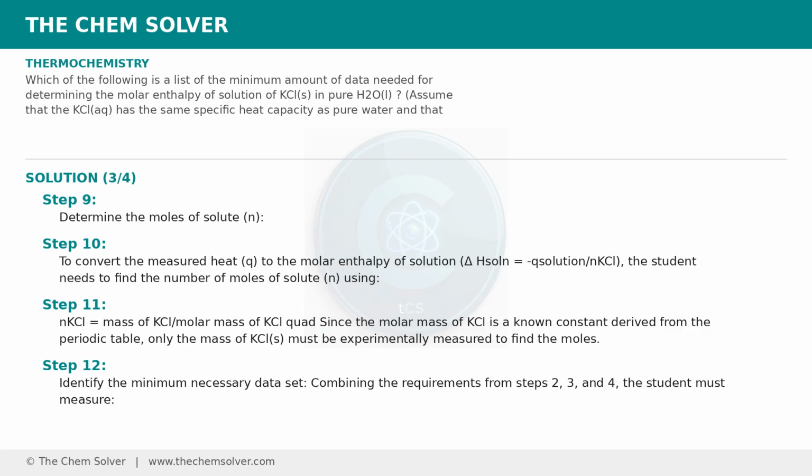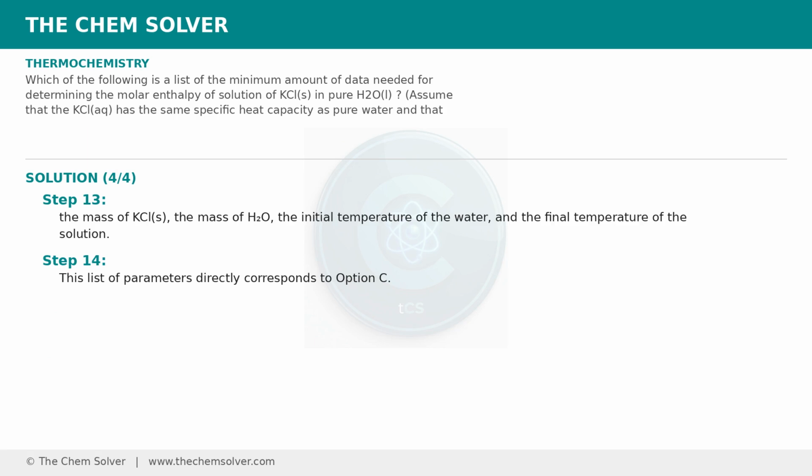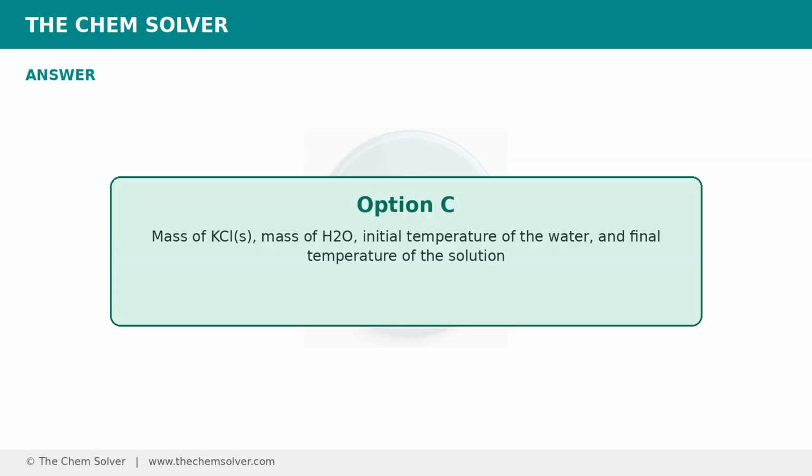Identify the minimum necessary data set. Combining the requirements from steps 2, 3, and 4, the student must measure the mass of KCl, the mass of H2O, the initial temperature of the water, and the final temperature of the solution. This list of parameters directly corresponds to option C. The correct answer is option C: mass of KCl, mass of H2O, initial temperature of the water, and final temperature of the solution.